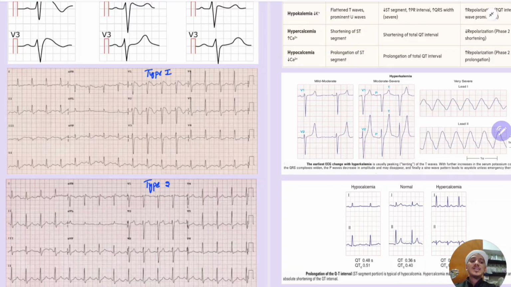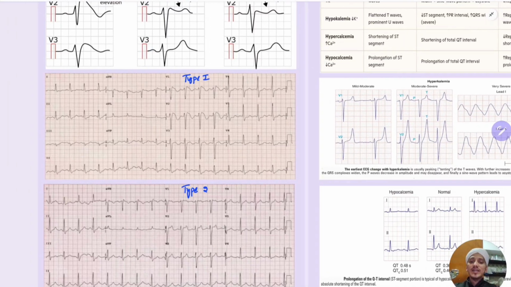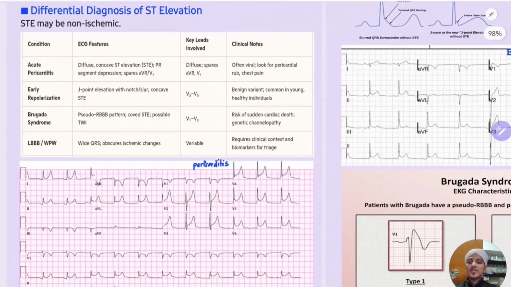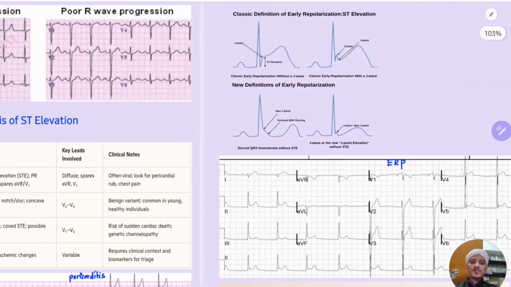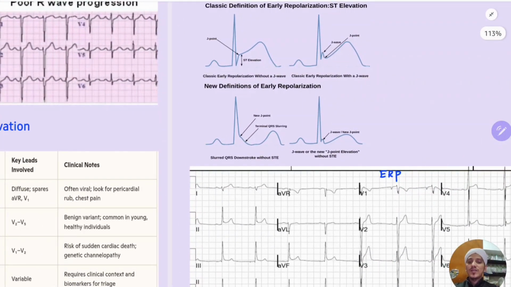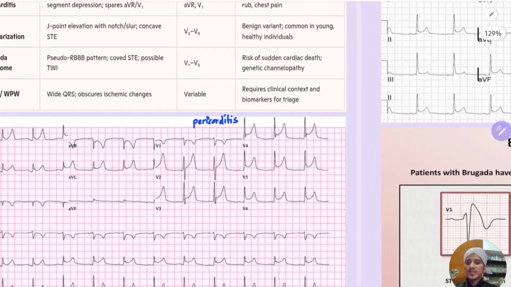So these are the 3 important differential diagnoses of ST segment elevation: acute pericarditis, early repolarization pattern, which is very common, and Brugada syndrome. Remember these 4 types of early repolarization pattern. This is one classical. J point will be there here, either J point or slurring will be there. So these are two. Here there will be elevation, here there will not be elevation. Okay, early repolarization pattern. Acute pericarditis.